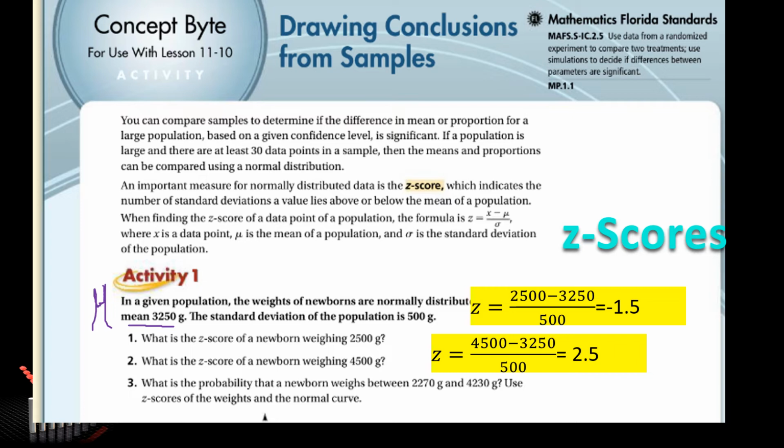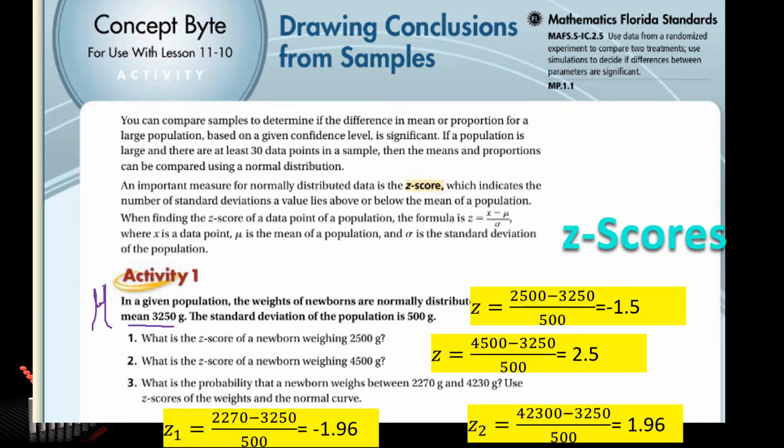Okay, so now we've got probability. Now we actually do need the area under the curve that a newborn weighs between 2,270 grams and 4,230 grams. So we're going to use the z-score of the weights and the normal curve. That means we're going to have to find the z-score for each. So let's find our first z-score with the 2,270 and our second z-score. And that looks pretty nice. So we're within 2 standard deviations of the mean.